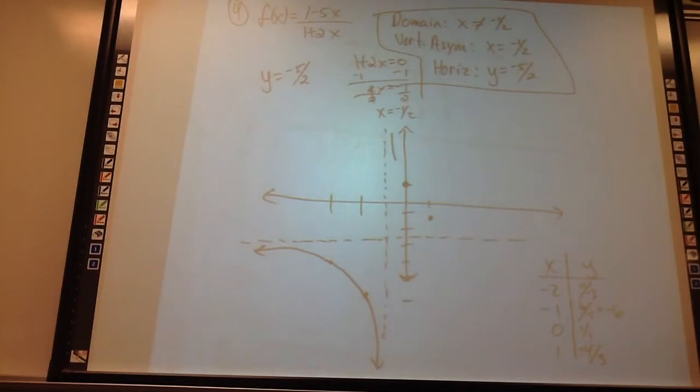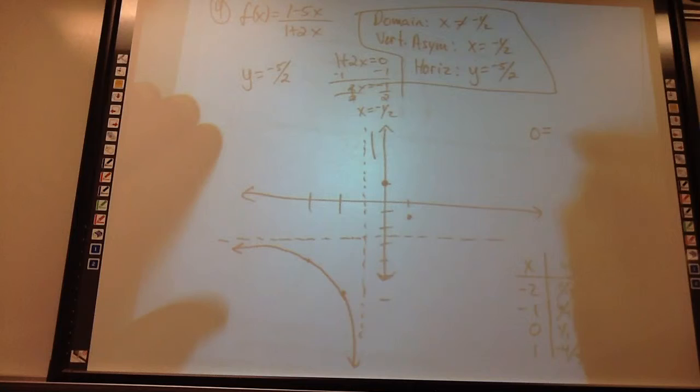We should get the x-intercept though. Not good enough. How would we find the x-intercept? Plug in 0 for y.